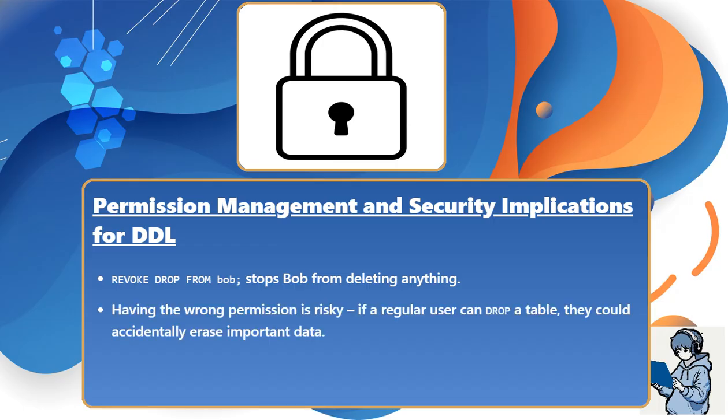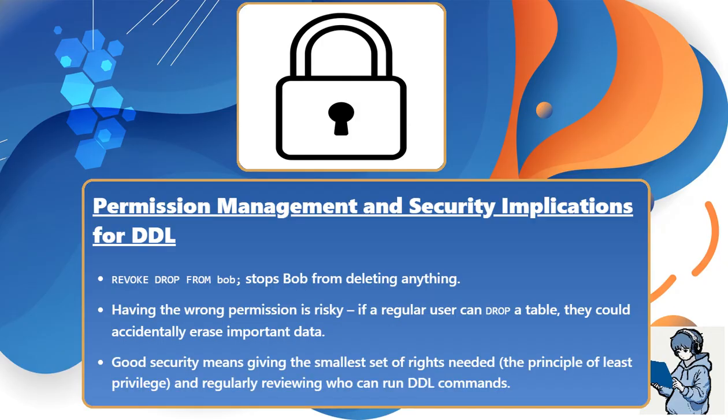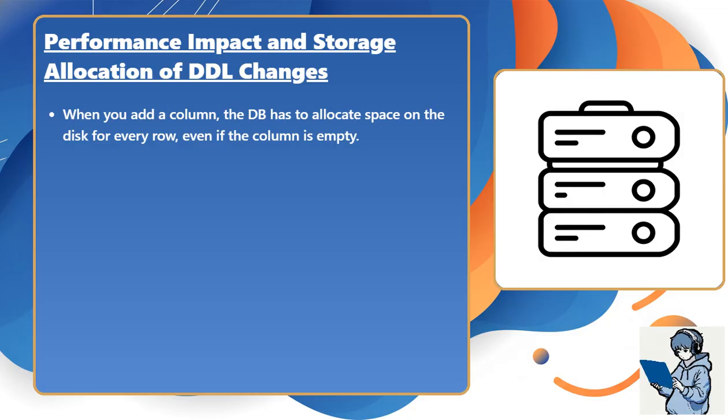Having the wrong permission is risky. If a regular user can drop a table, they could accidentally erase important data. Good security means giving the smallest set of rights needed, the principle of least privilege, and regularly reviewing who can run DDL commands. When you add a column, the database has to allocate space on the disk for every row, even if the column is empty.